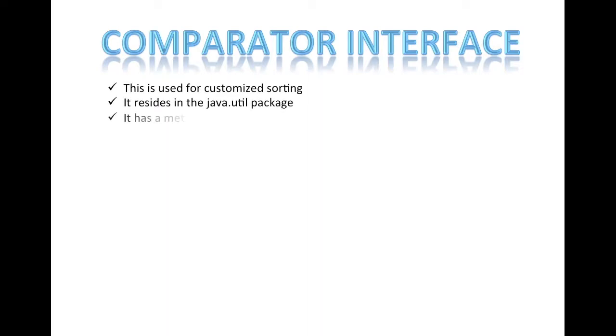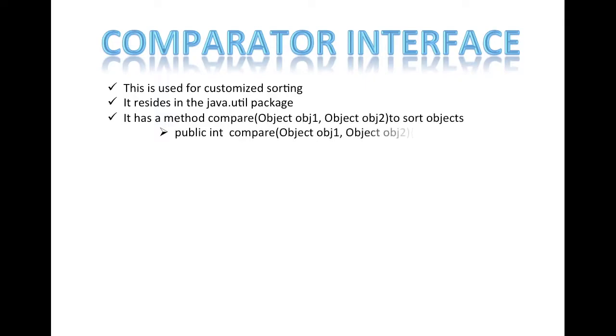Understanding the Comparator interface. This is used for customized sorting. It resides in the java.util package. It has the method compare(object1, object2) to sort objects. The syntax is public int compare(object1, object2). This does not affect the original object class.